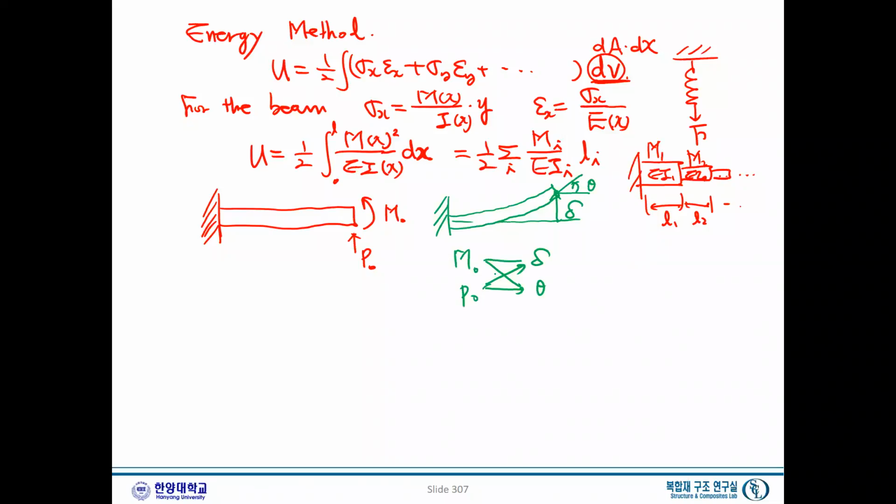Okay, so the last task I was asking was that you apply P0, and then you can calculate delta and theta. I'm sorry, I need to change this one to theta and delta. So when you apply P0, you can certainly calculate delta or theta. And also, when you apply M0, you can calculate theta and delta. So either one will cause a theta and delta.